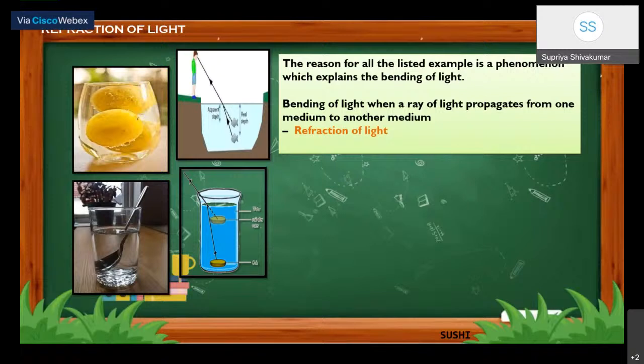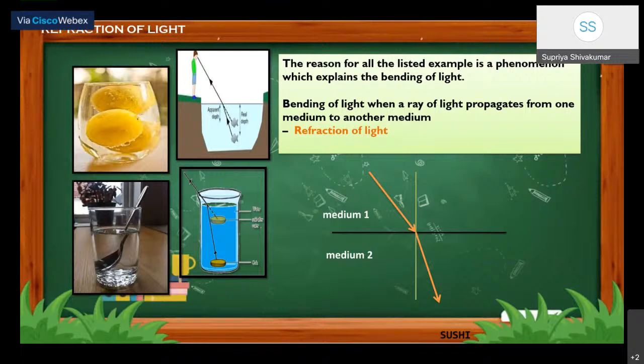So that is what I have put here. It is the bending of light when a ray of light travels from one medium to another medium that is called refraction of light. Hope you have understood what refraction of light is, which is a very basic thing that we need to learn in this particular chapter.